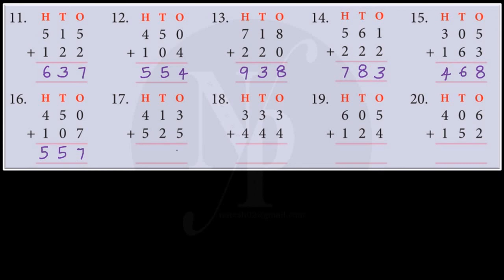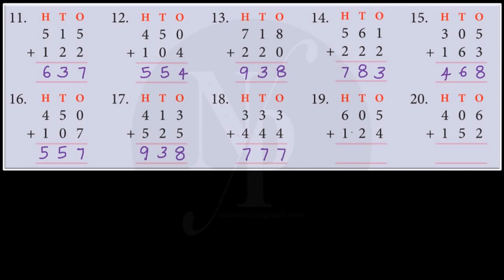Question number 17. 3 plus 5 is 8. 1 plus 2 is 3. 4 plus 5 is 9. 938 is the sum of these two numbers. Question number 18. 333 plus 444. Starting from ones column, we add 3 plus 4 is 7. Again 3 plus 4 is 7. 3 plus 4 is 7. 777 is the sum of these two numbers.